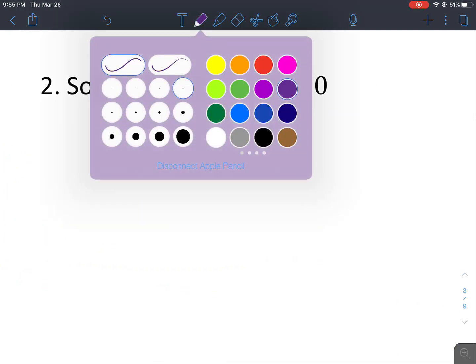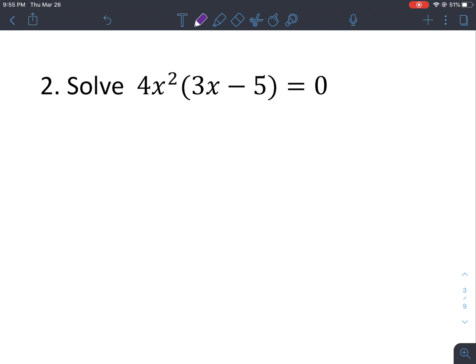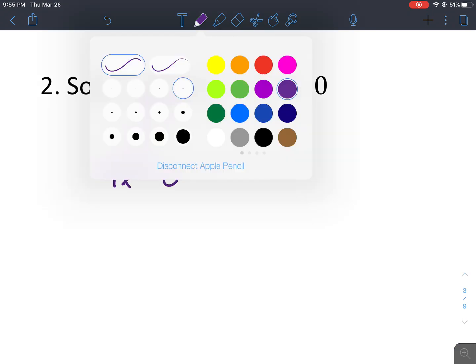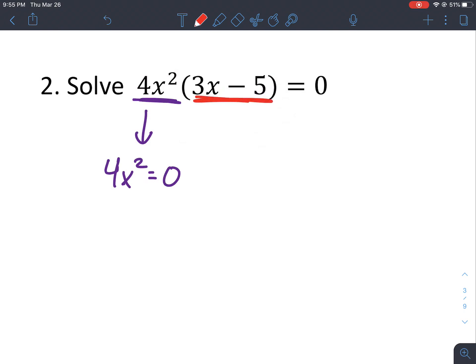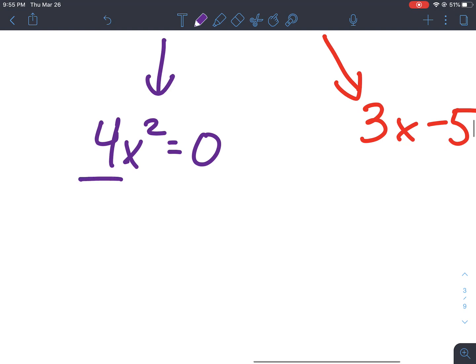4x squared times 3x minus 5 equals 0. So either 4x squared is equal to 0 or 3x minus 5 has to equal 0. Okay, so if we go back to our first example, this was similar to a lesson we had yesterday and the day before. Divide both sides by 4.